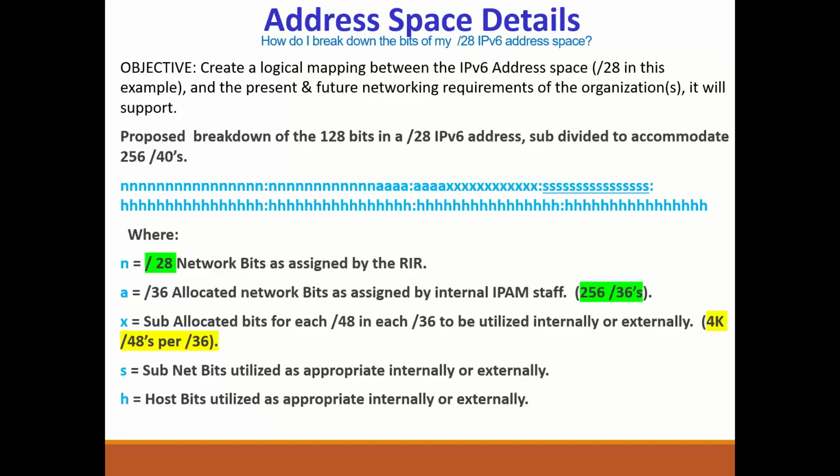There's a typo on this slide, but this is how we're going to break down the /28 into 256 /36s, and it says /40s there, and that's just wrong. So if we look at the bits briefly, the N's are the /28 bits. That's our network prefix that we're going to get hopefully from an RIR. So that's the first 28 bits. The next 8 bits, the A's, are the 256 /36s that we're going to subdivide this into for each of our sub-organizations or business partners, etc.